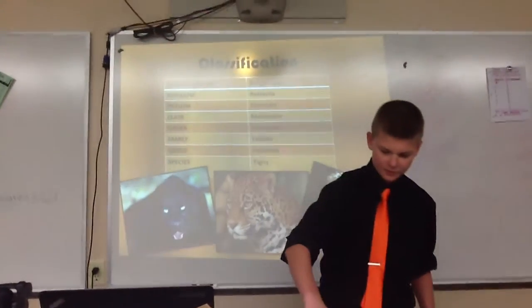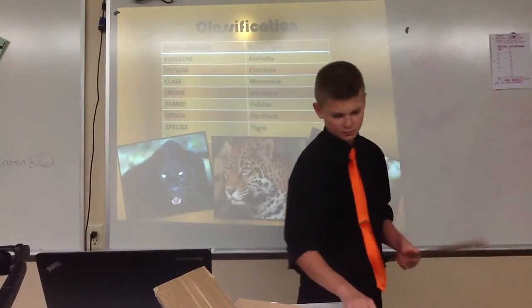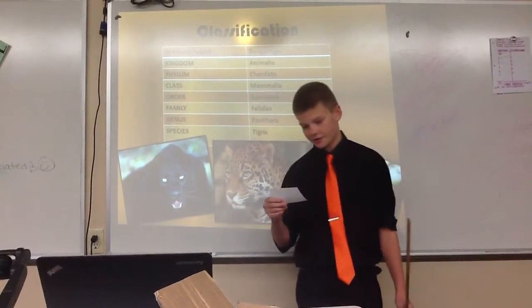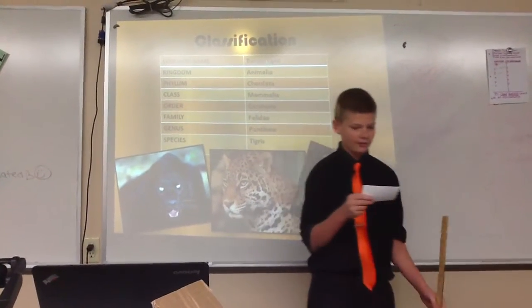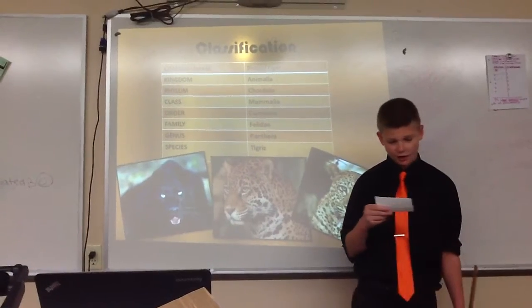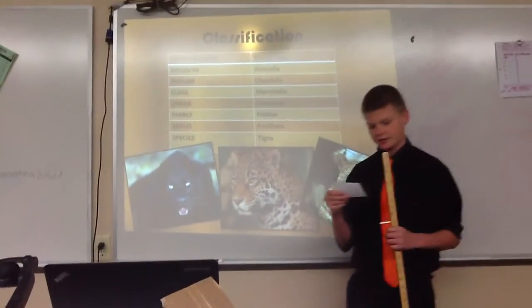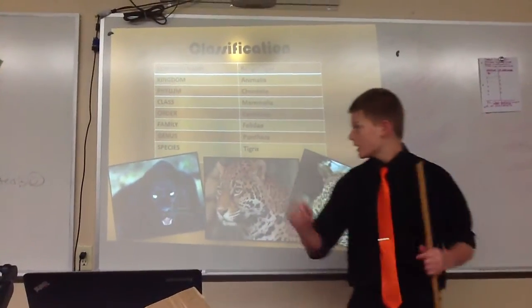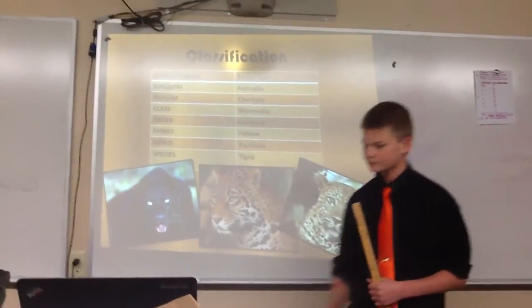classification. So as it says on your notes, the common name is Bengal tiger. The kingdom is Animalia. The phylum is Chordata. The class is Mammalia because it's a mammal. The order is Carnivora because it eats meat. The family is Felidae. The genus is Panthera, and the species is Tigris, which is fast and air-like. And its closest relatives are the panther, the jaguar, and the leopard.